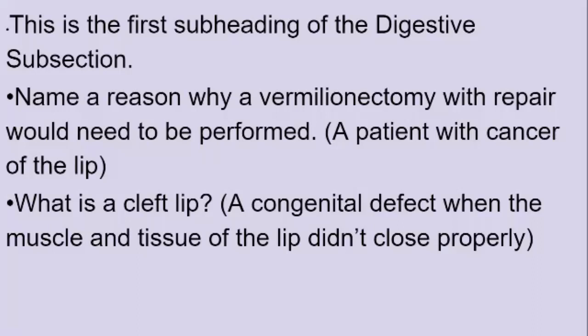This is the first subheading of the digestive system section. Name a reason why a vermilionectomy with repair would need to be performed. Well, if you have a patient with cancer of the lip, you would need to do a vermilionectomy. What is a cleft lip? It's a congenital defect when the muscle and the tissue of the lip didn't close properly.